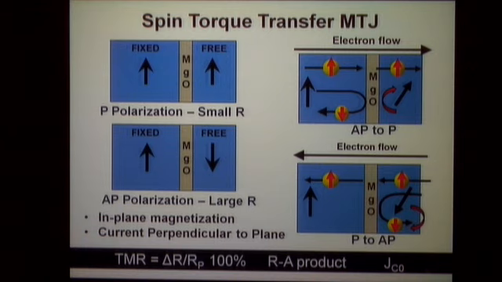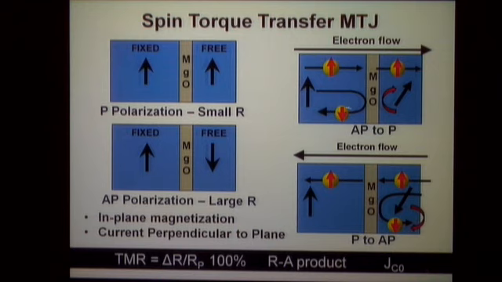So without going into the details of it, there are 2 potential states of this structure. One is a parallel state where the 2 magnetization vectors are pointing in the same direction. It gives you small resistance. The other is the anti-parallel state where the 2 layers are pointing in opposite directions, giving you a large resistive state. These are all in-plane magnets, and the current is flowing perpendicular to the magnet, so it's flowing in this direction.